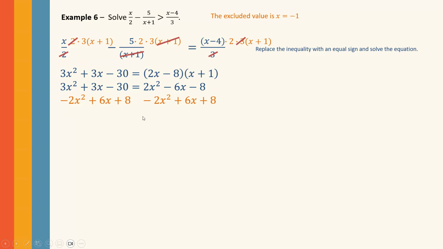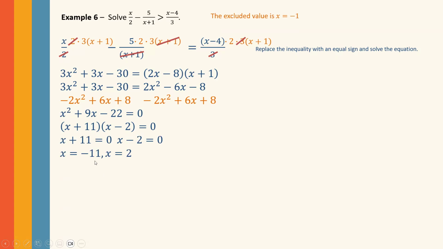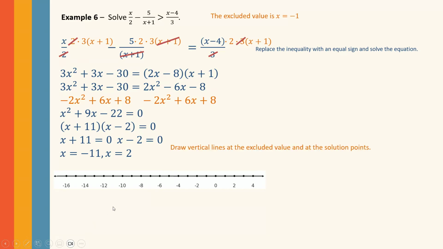then subtract 2x squared from both sides, add 6x, add 8, because we want to get this equation in standard form. Then what multiplies to -22 and adds to 9? That would be +11 and -2, and then set each factor equal to 0. So we get two solutions, -11 and 2. So we have to write a number line and then divide it up with our solutions, -11, +2, and then also our excluded value from the beginning, which is at -1. So we have 1, 2, 3, 4 different sections on this number line.